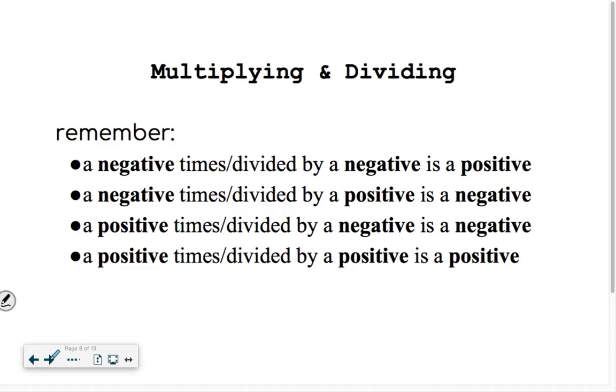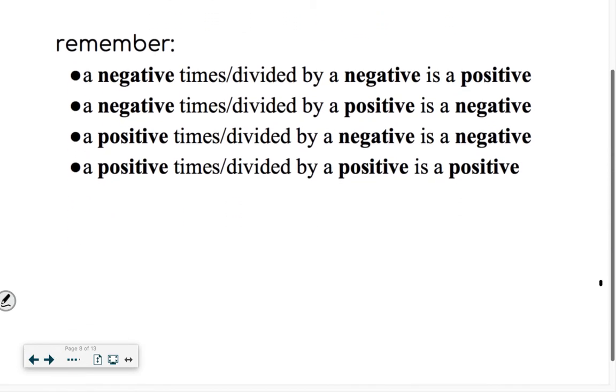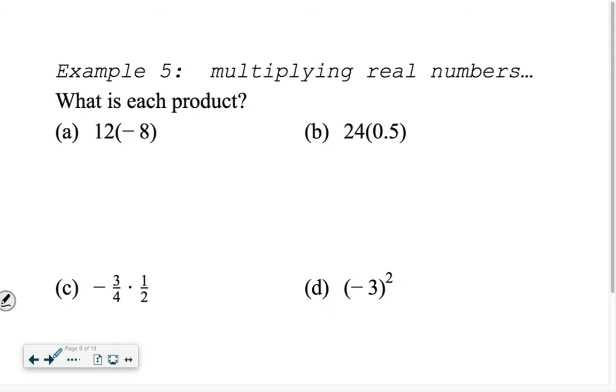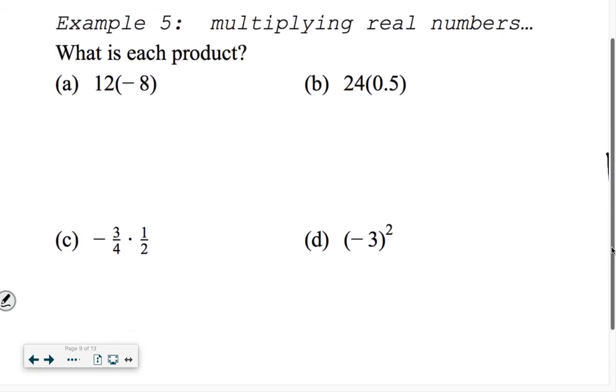Alright, multiplying and dividing, just a quick reminder of your rules here. Essentially, same signs, you have positive answer, different signs, negative. And that applies for multiplying and dividing. Okay. So negative 12 times 8: 96, different signs, so it's negative. 24 times 0.5, remember 0.5 is kind of like half, so it's 12. Both positive, so my answer is positive.